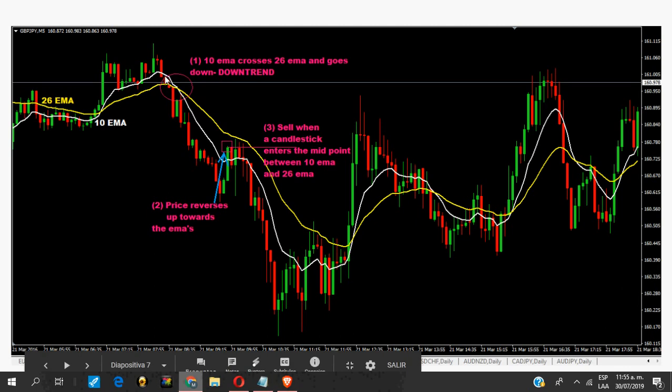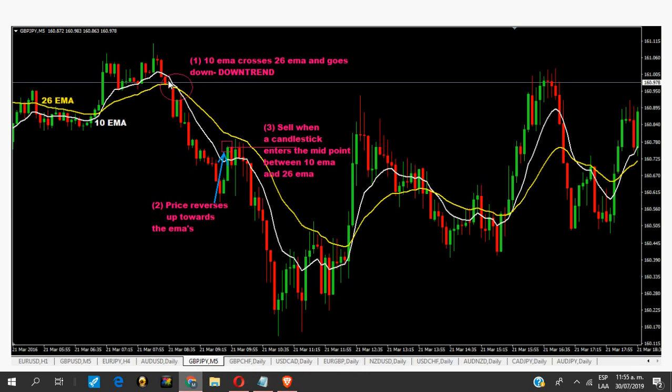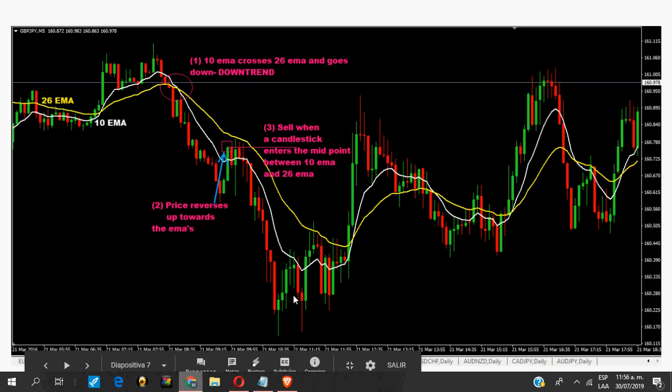Here you can see, the 10 EMA crosses the 26 EMA and it starts the downtrend. When the price reverses up toward the EMAs, just like in this candlestick, you sell immediately when this candlestick enters the midpoint, that is between the 10 EMA and 26 EMA. And as you can see, the price starts falling down and you hit your take profit.